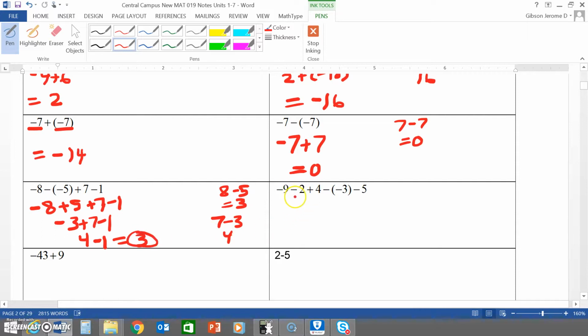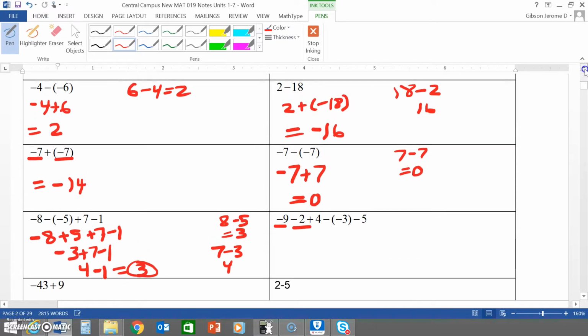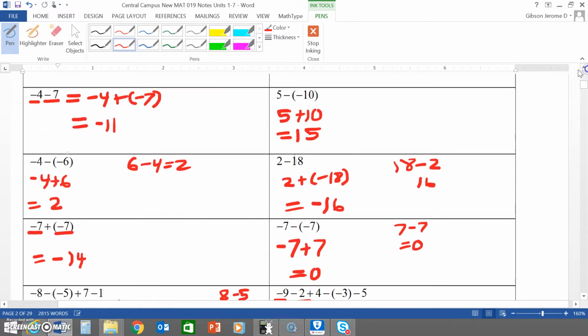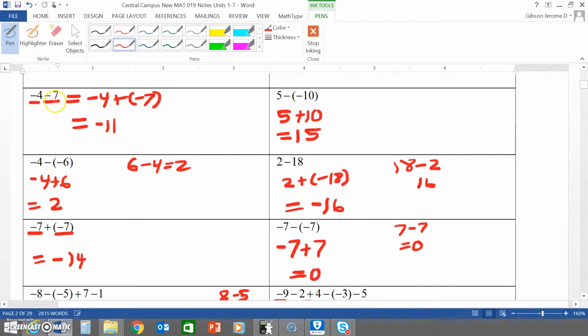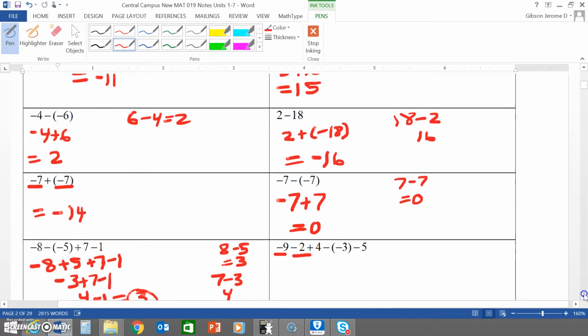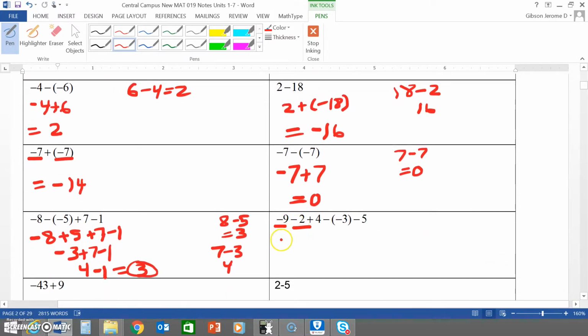Now we come here to the next problem. We have negative 9 minus 2. Now remember, in a previous problem, let's go back up here. When we had negative 4 minus 7, I told you in your brain you should be thinking negative 4 plus a negative 7. And that would apply here. Negative 9 minus 2 is the same thing as saying negative 9 plus a negative 2, which is negative 11.